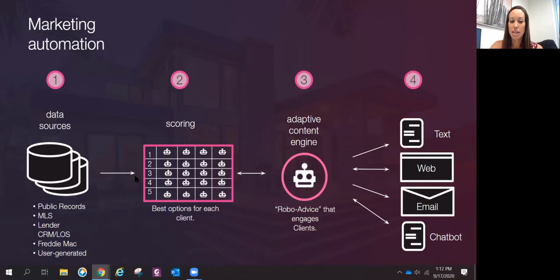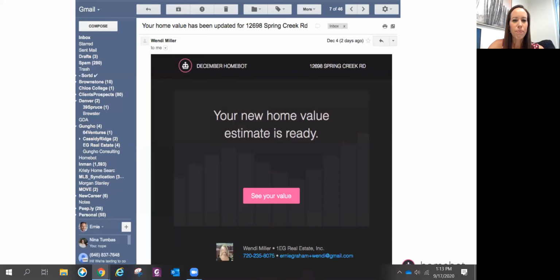And then they pull Freddie Mac data as well. And then there's also data that the users enter to help them refine the algorithms. So what it then does is it scores clients based upon how active they are or how interested they are in the information, and it gives you a hot list of people to follow up with. It gives them options to chat with you via text, online, email, or chatbot, and everything comes to you anytime they interact with the report. So it's very, very easy.